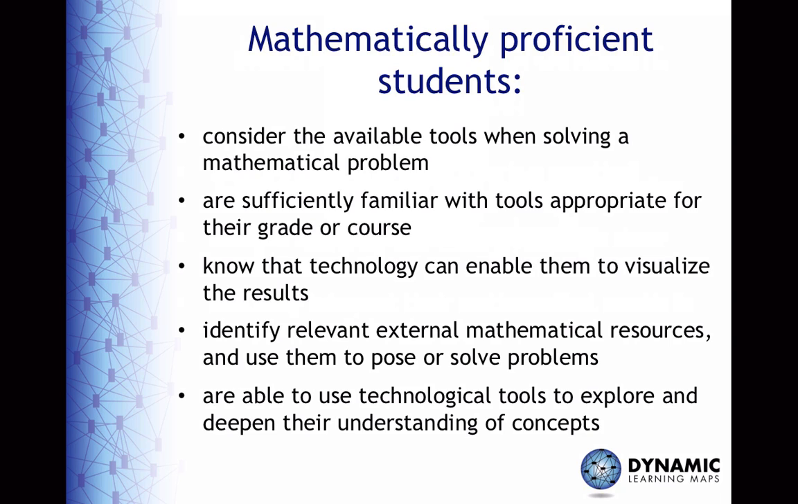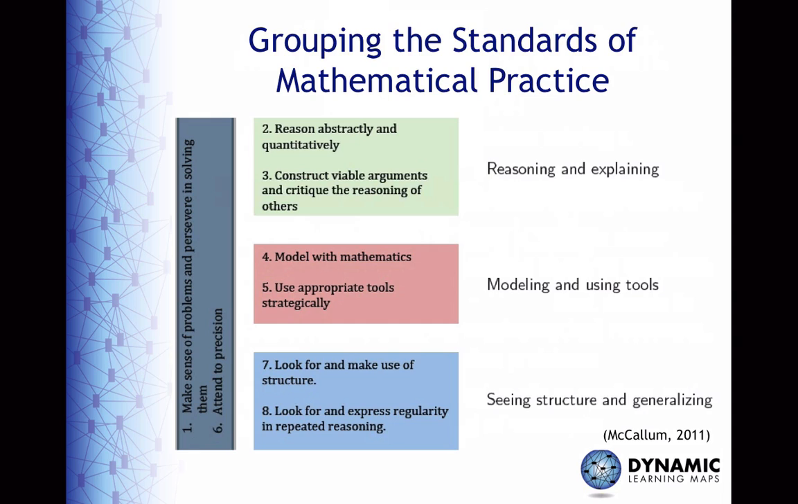Using mathematical models, they know that technology can enable them to visualize the results of varying assumptions and explore consequences, compare, and predict using data. Mathematically proficient students at all grade levels are able to identify relevant external mathematic resources such as digital content located on a website. They are able to use any technology or tool that is appropriate for their level or grade to help them deepen their understanding, whether the tool they use is a ruler, a diagram, or any other mathematically appropriate tool. Looking once again at McCallum's grouping of the standards, we see that standards 4 and 5 group together into a category McCallum calls modeling and using tools.